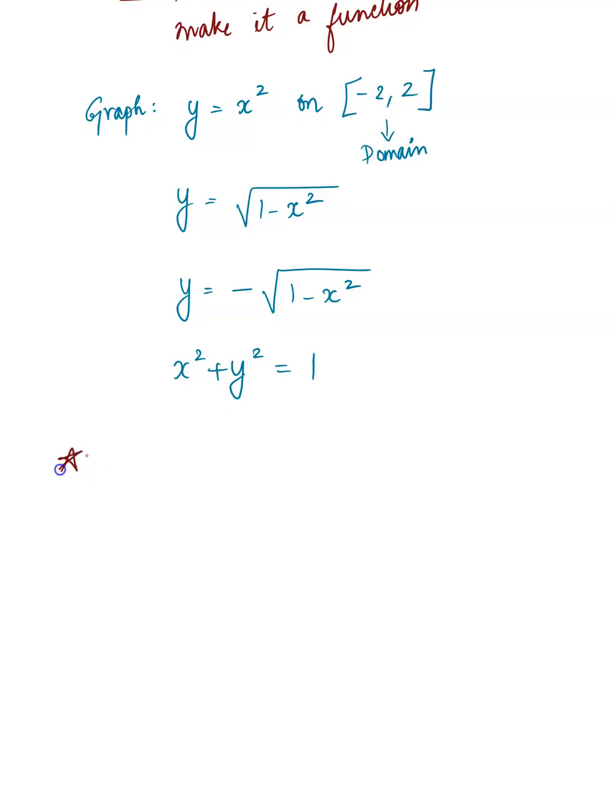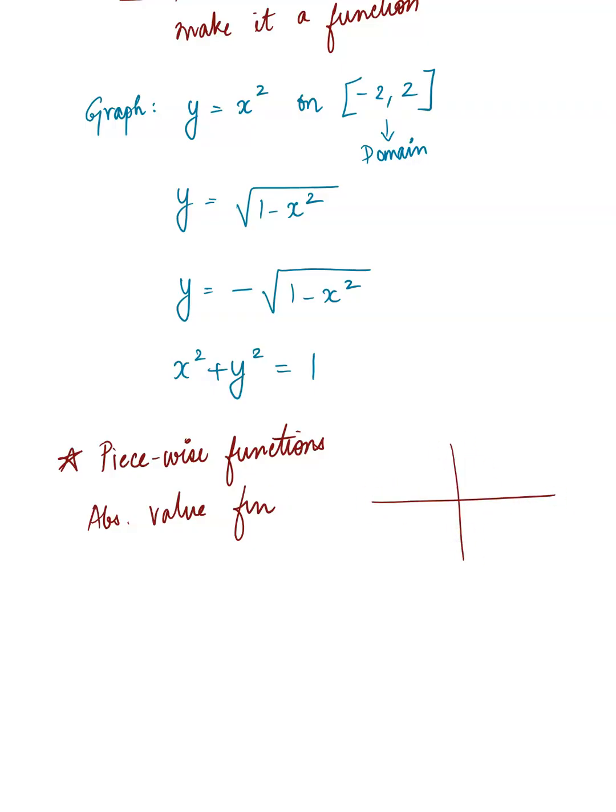Alright, we have something called a piecewise function. As the name says, these functions appear in pieces. So one of the most popular examples is the absolute value function, which actually looks like a V, isn't it?